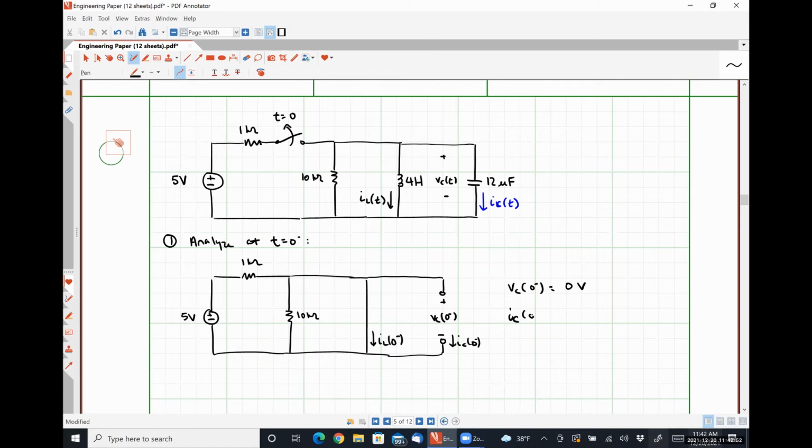Sarah, what's the current flowing through the capacitor at t equals 0 minus? Exactly right. 0 amps.